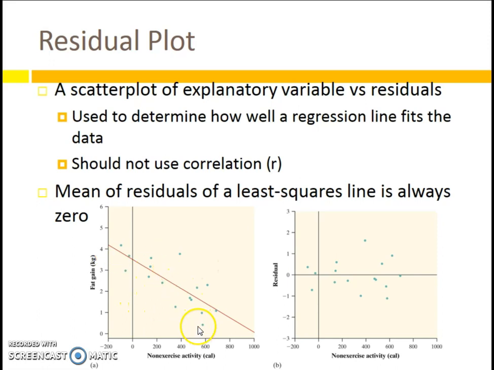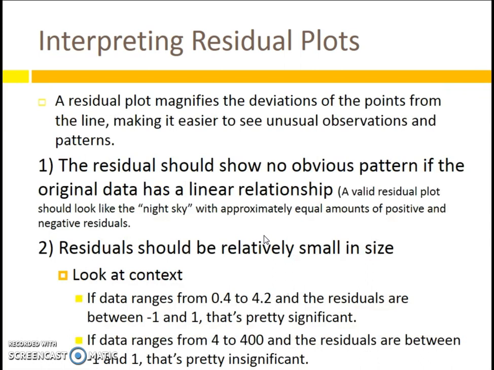So here's a visual example. Here's my scatter plot, and here's the least squares regression line. This right here on the right, this is the residual plot. Notice how the x-axis is still the same, but my y-axis is now my residuals. Now, why is there a 0 line here? Remember, residual is the difference between the actual value of y and the predicted value of y. Okay? Now, how would you interpret such a thing? Well, the residual magnifies the deviations, so it makes it easier to see unusual observations.